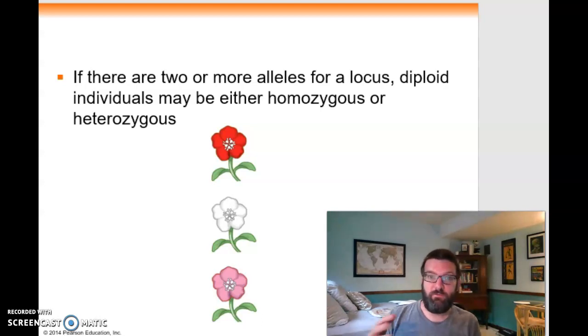Now, you could have 3 or 4 or 5 or more alleles for a particular locus in the population, but any individual can only have 2. They can be homozygous, meaning they can have the same one twice, right? 2 copies of the same allele, or they could be heterozygous and have 2 different copies of 2 different alleles.